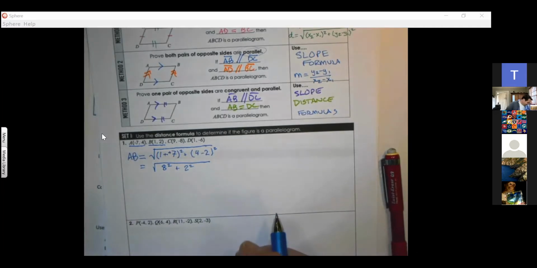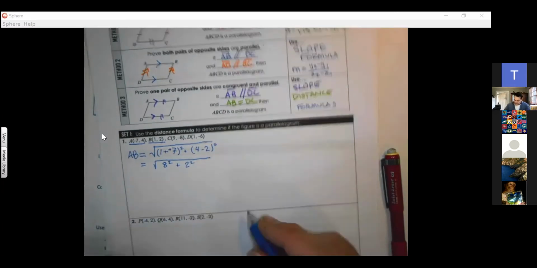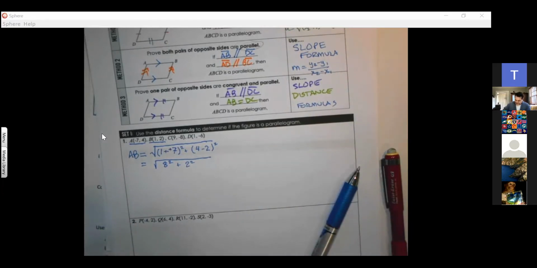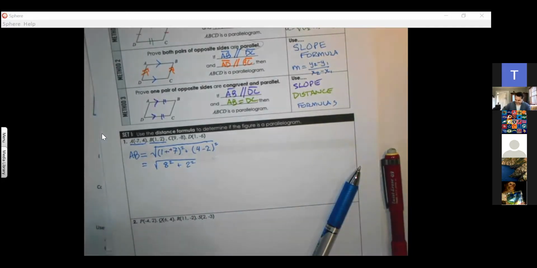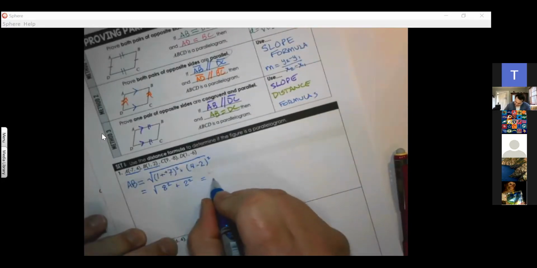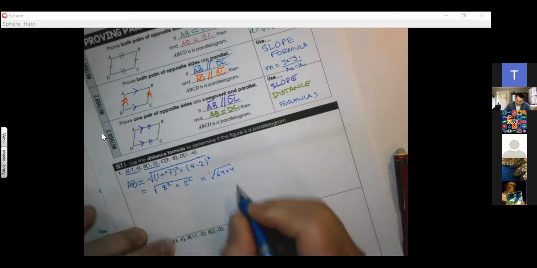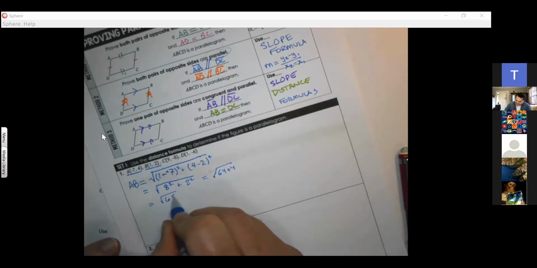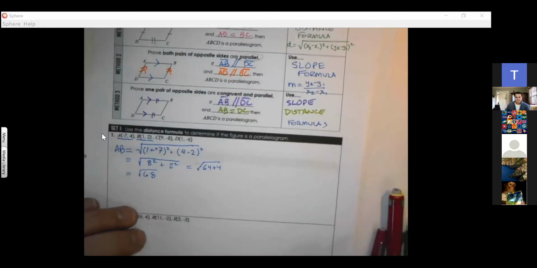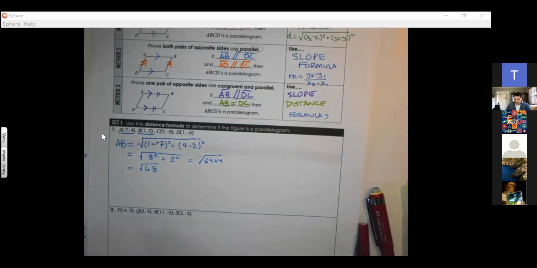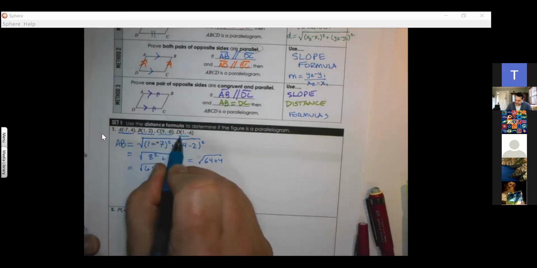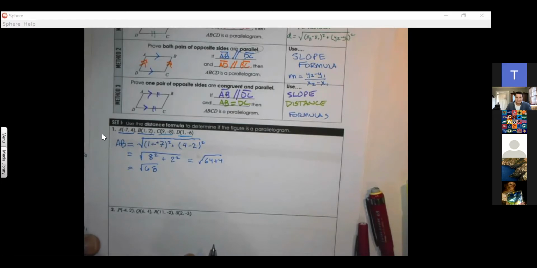Stop dragging this thing out so long, I don't need it to be that long. What that's going to give me then is 8 squared is 64, plus 4, which means it equals 68. Square root of 68. Now, do I have to simplify that? Do I have to use a calculator and estimate? No, I don't. I'm instead just going to leave it like that so that when I compare it to this other one, I can just look and see if they look the same.